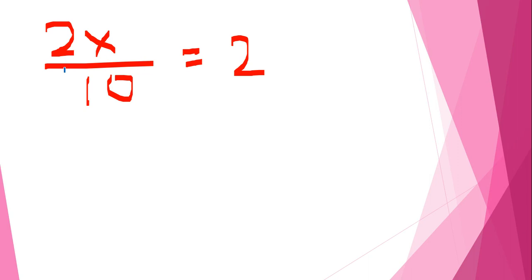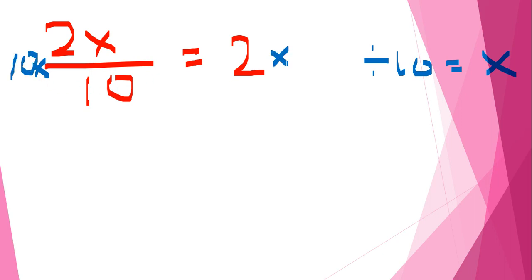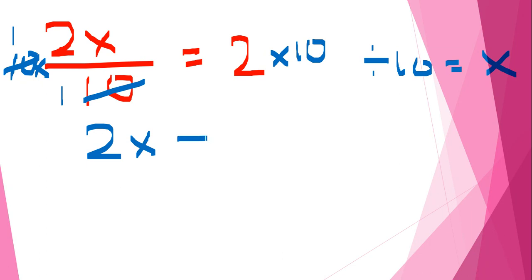For example, here we've got 2x divided by 10. We know that 10 is being divided. And therefore, to counter that 10, we need to multiply by 10. So we counter this division by 10 by multiplying by 10. Whatever we do on the left-hand side, we have to do exactly on the right-hand side. And why do we do that? Because we want to balance the equation. That will cancel it. We'll get 1, 1. And therefore, we're left with 2x on the left-hand side. And on the right-hand side, we have 2 times 10, which is 20.